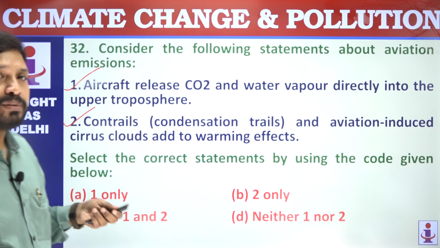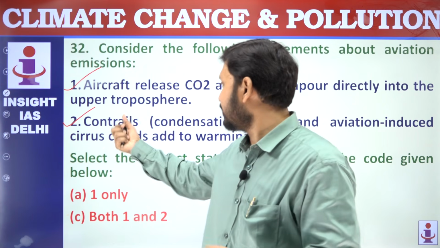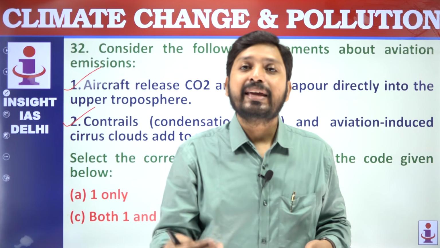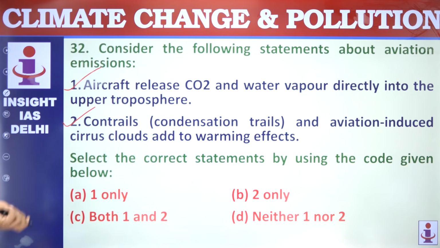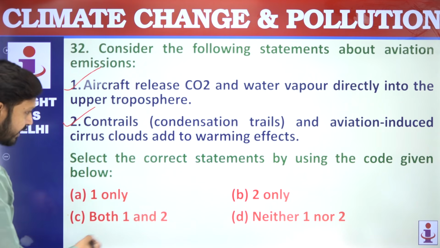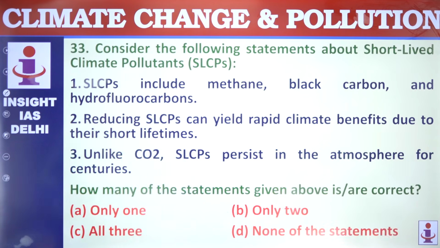Contrails are nothing but, when any jet goes, a kind of straight line, a white cloud sort of thing, will be formed. That is called contrails. They are a cirrus cloud sort of thing that will be formed, and these will lead to an increase in temperature. So both statements are correct, and they are asking for the correct statements. So 1 and 2 are correct, meaning both statements 1 and 2 are correct. It is there in option C. Let's go to the next one.